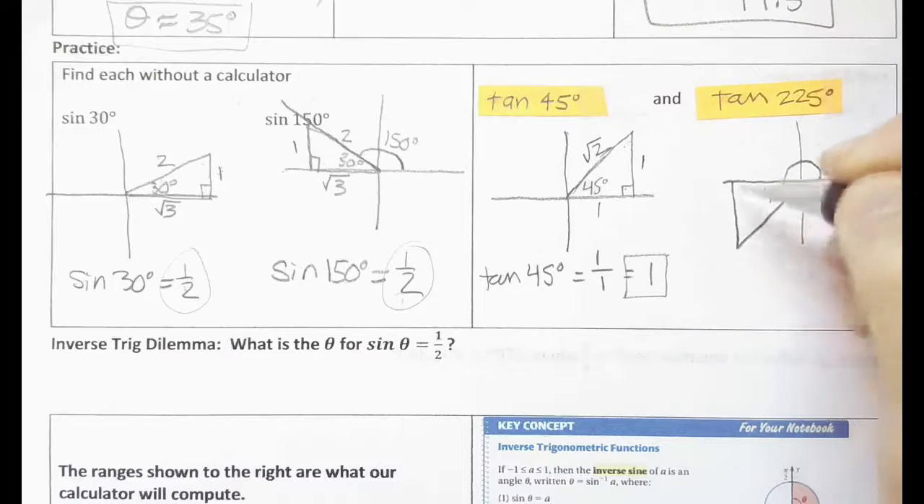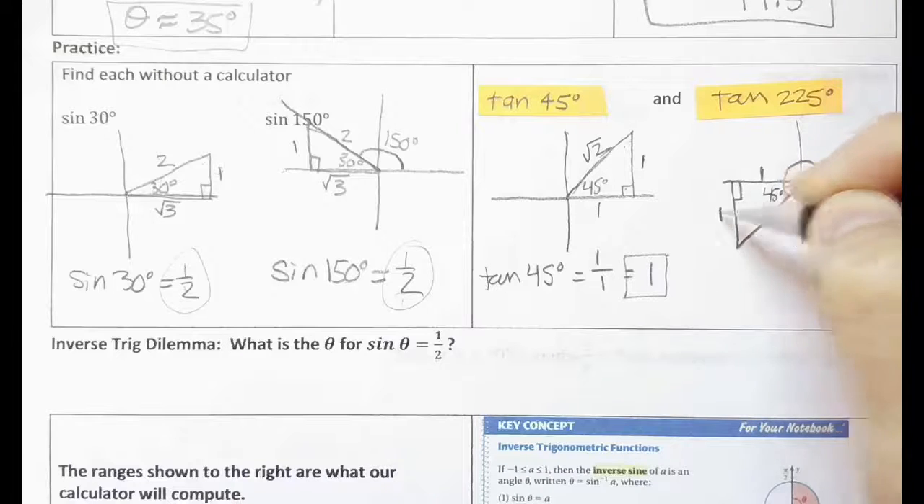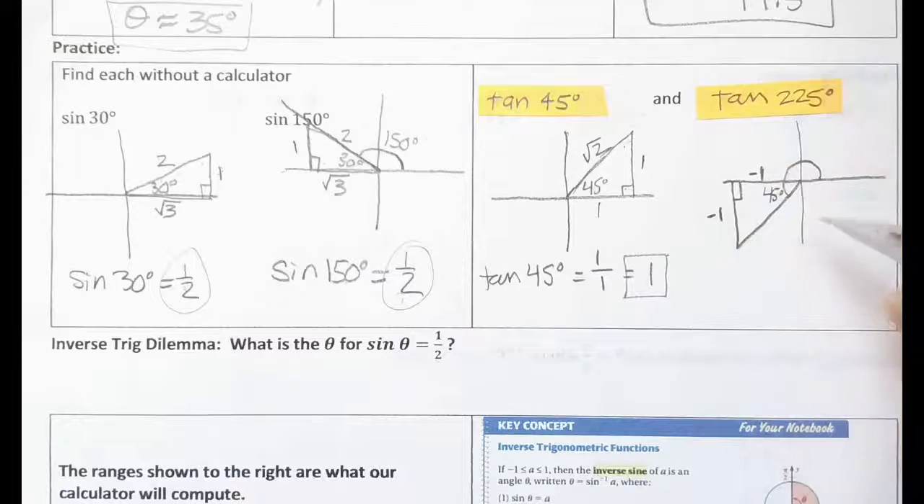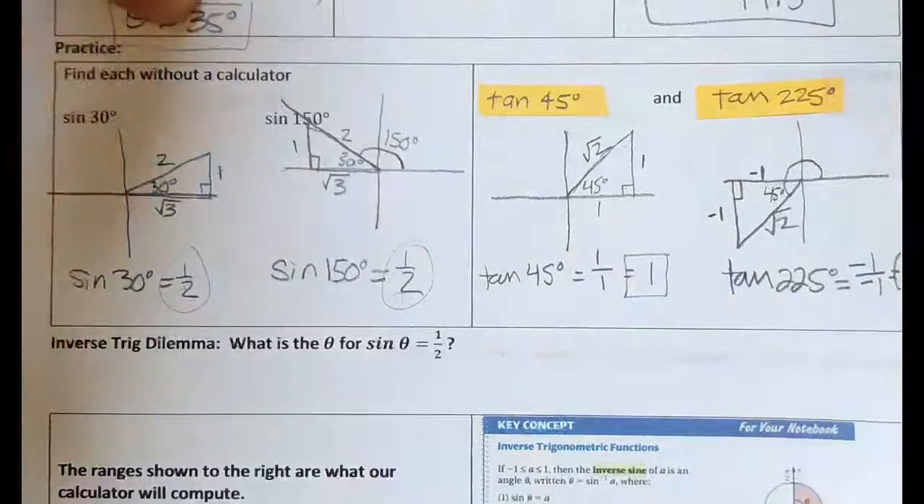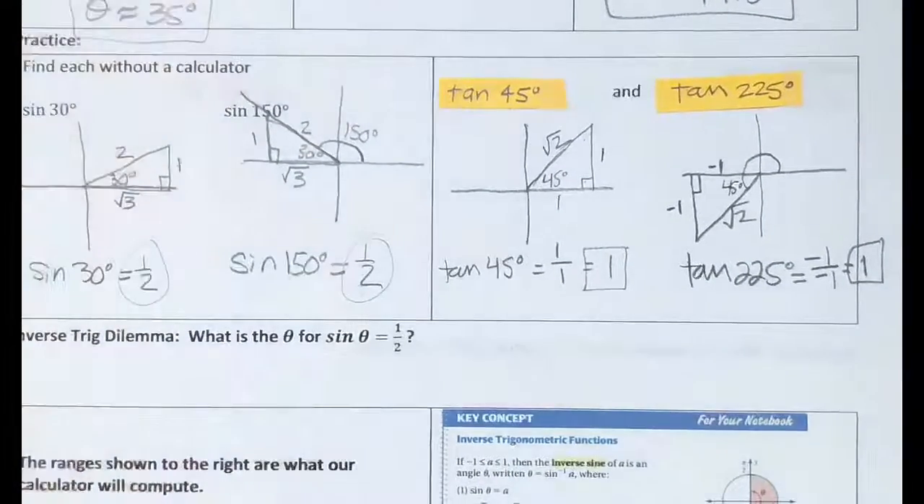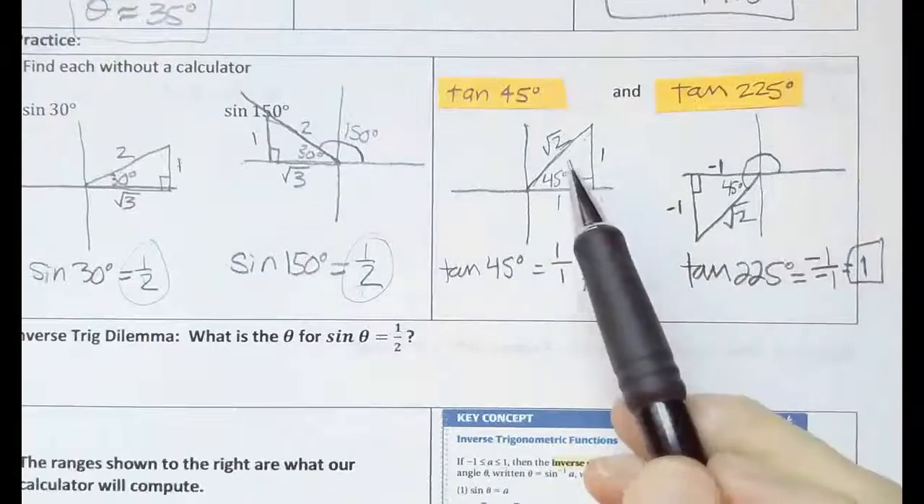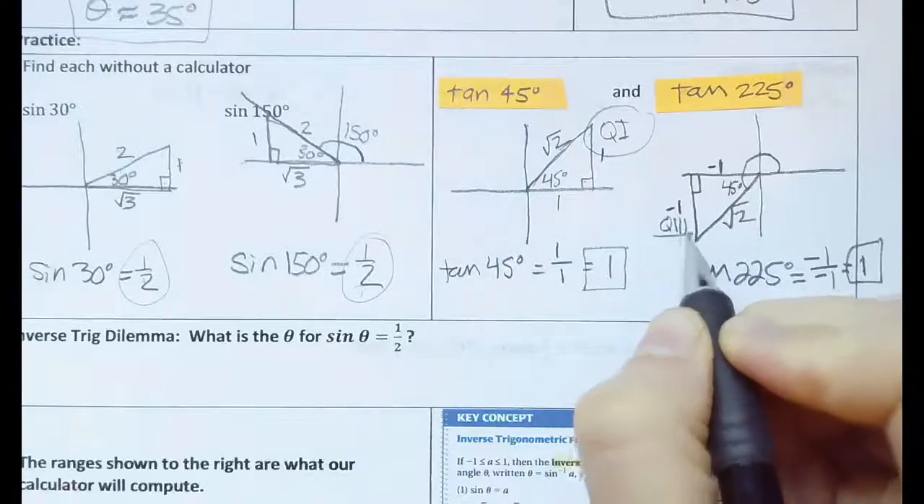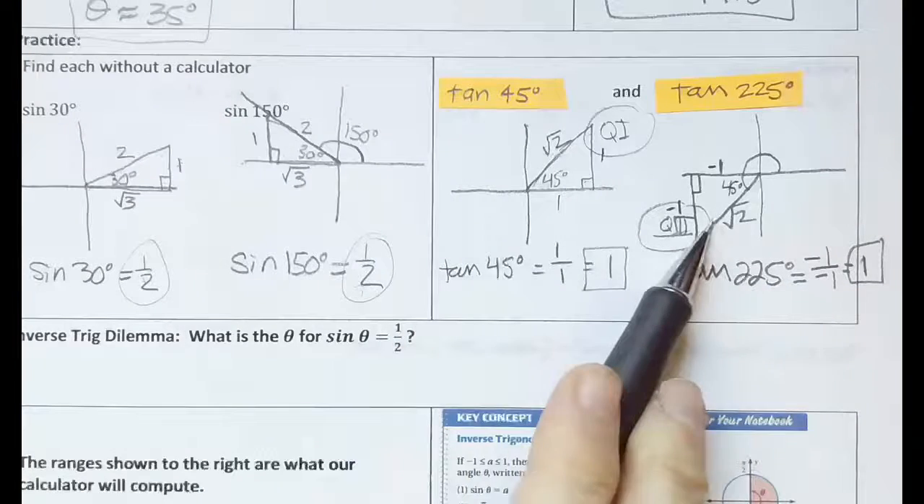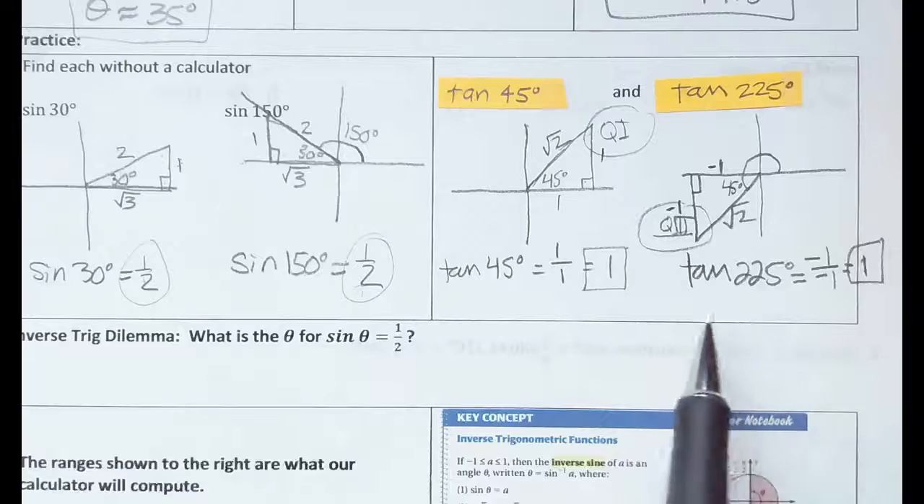We're going to make our leg negative in the x direction, negative in the y direction, so -1, hypotenuse always positive. So the tangent of 225 degrees is equal to -1 over -1, which is another +1. So we have the same dilemma: quadrant 1 and quadrant 3 for the tangent are going to produce the exact same side ratio.